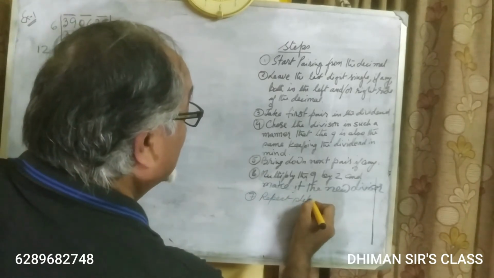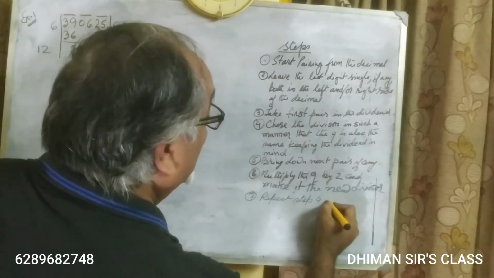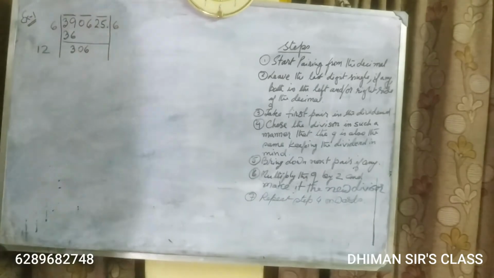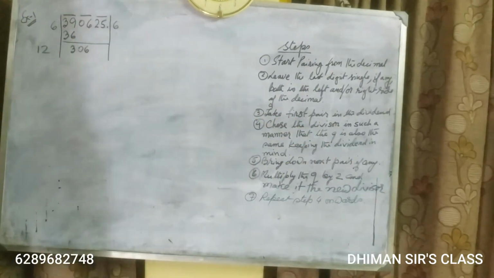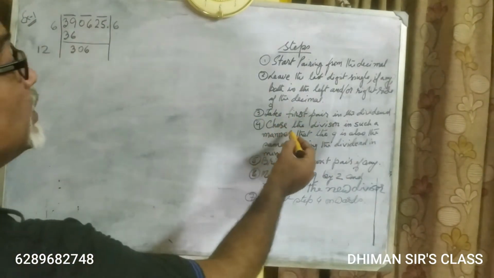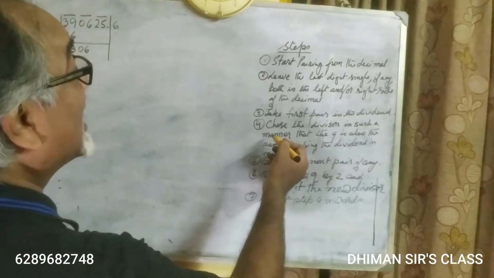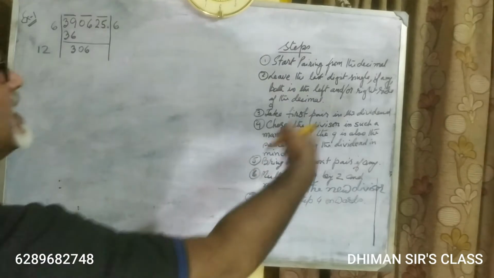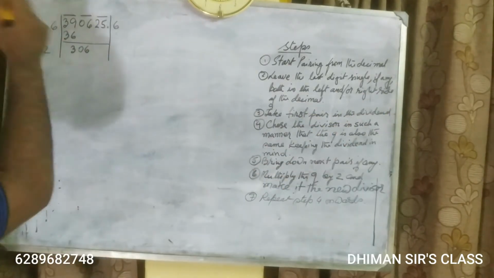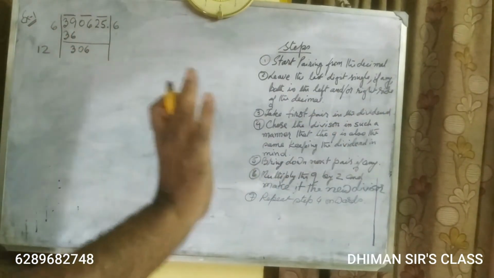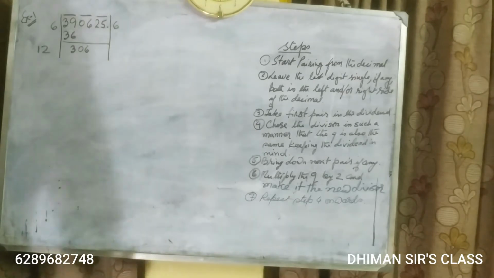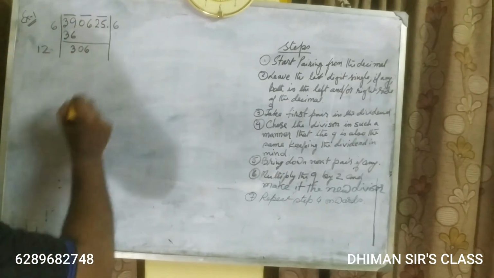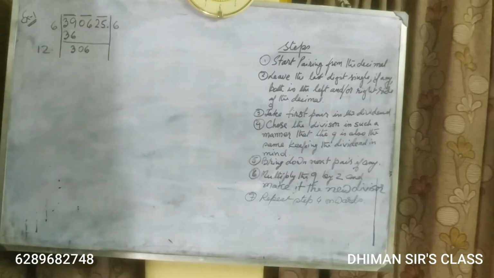Step 4 onwards you will start repeating now. Choose the divisor in such a manner that the quotient is also the same, keeping the dividend in mind. So now, quotient is also the same. Here there is a little difference, meaning whatever we take in the divisor, the same thing we will take in the quotient.